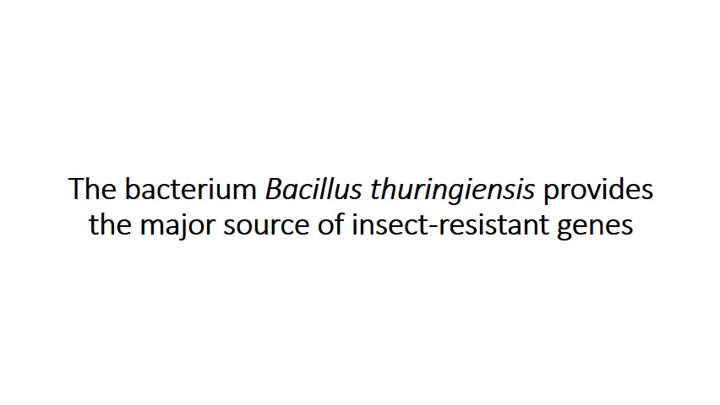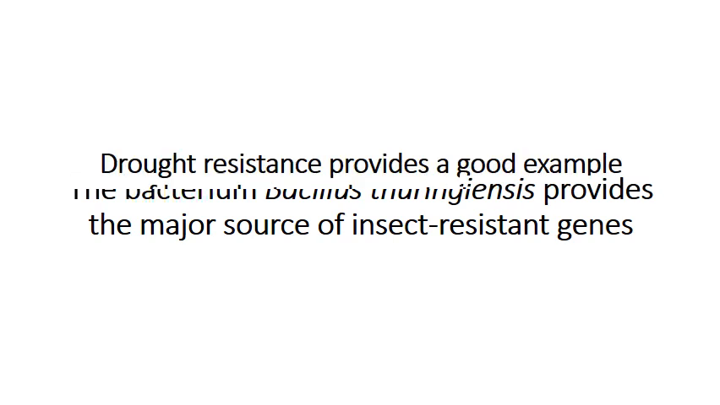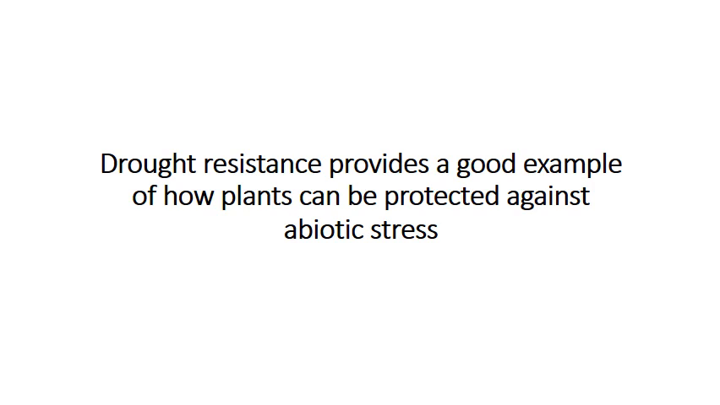Now we come to drought resistant plants. After pests and disease, unfavorable environmental conditions, or abiotic stress, represent the next major limitation on crop production. One of the most prevalent of these conditions is drought, and the development of transgenic crops with built-in drought resistance could increase the global yield of food by 30%.